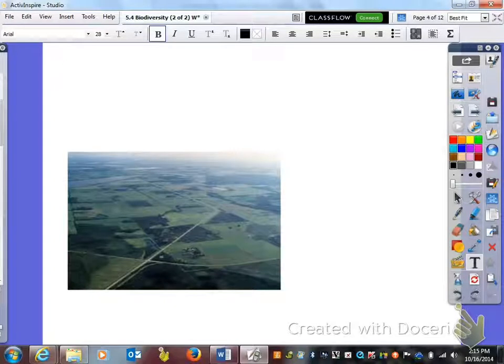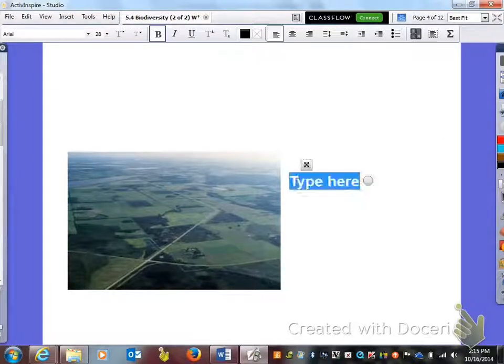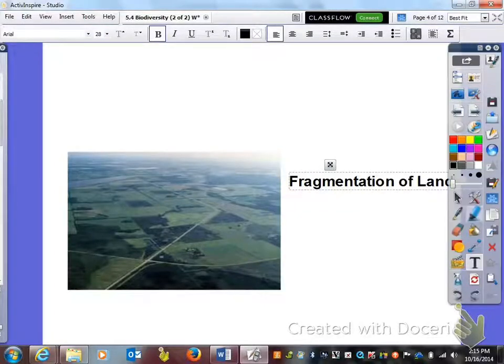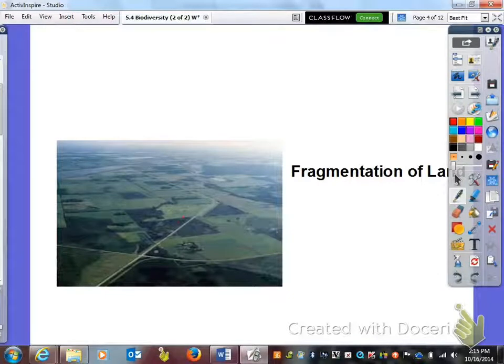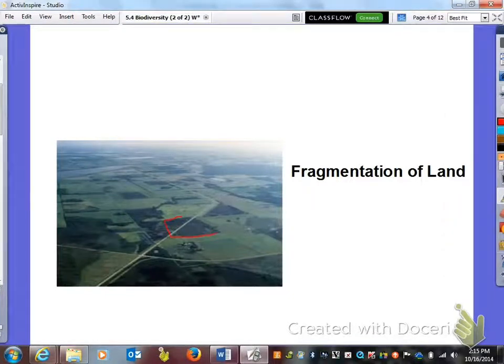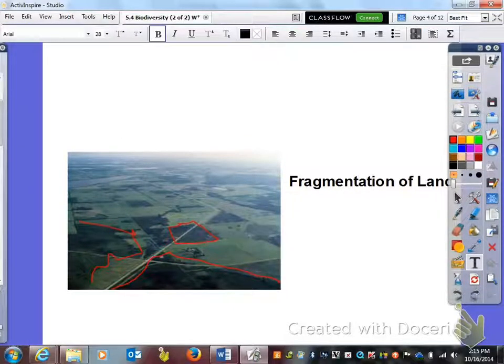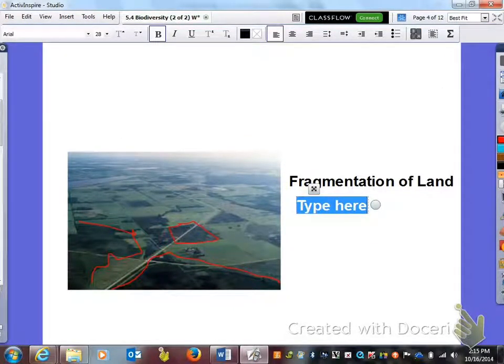Another way in this picture is showing fragmentation of land, all right? If you look here, you can see the dark areas of land. These are still probably wooded areas. The others, the woods have been cut down, probably to make farmland is what it looks like here. But this happens often to make farmland, or a place to build houses.